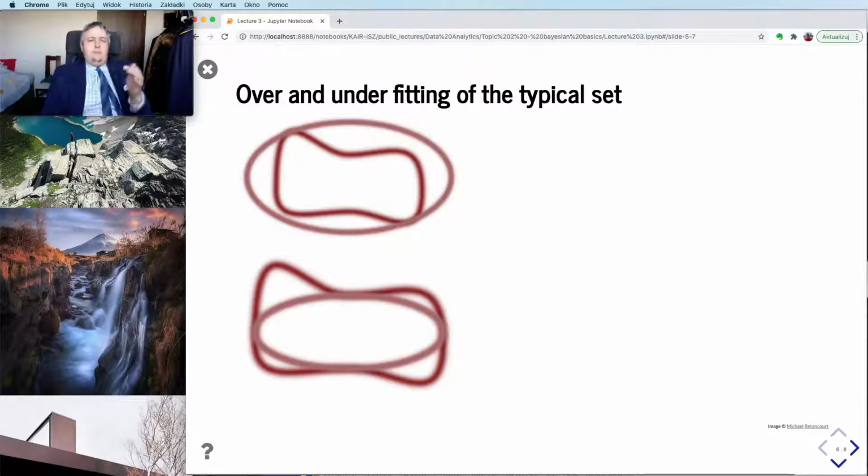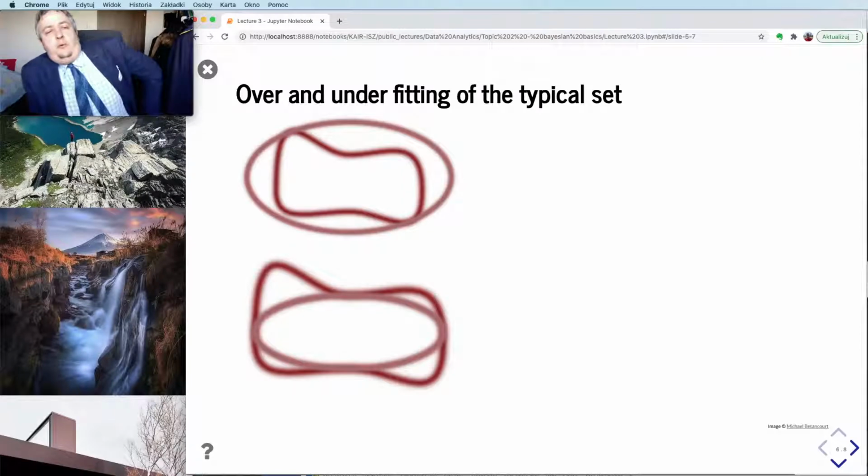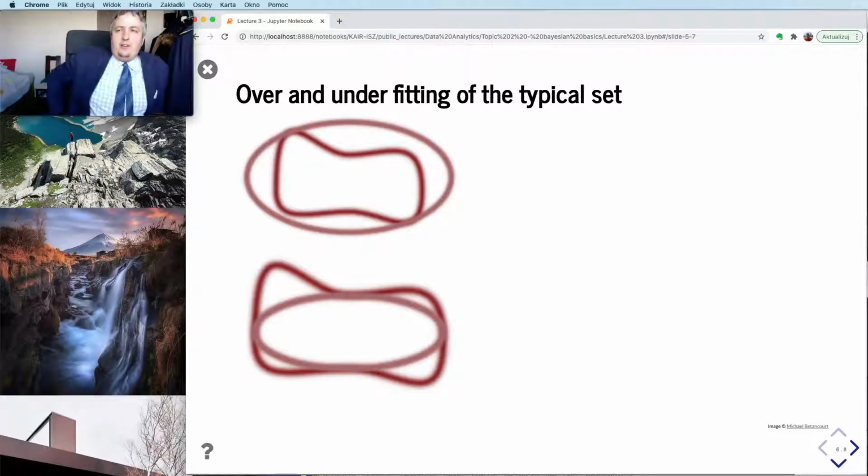And the other thing is that, unfortunately, variational approximation cannot necessarily capture complex typical sets well. Either they overfit the typical sets, getting much larger typical sets than the actual set of our distribution, which causes our inferences to be much more uncertain, or the opposite, it can be much more concentrated and give us certainty that is not justified.